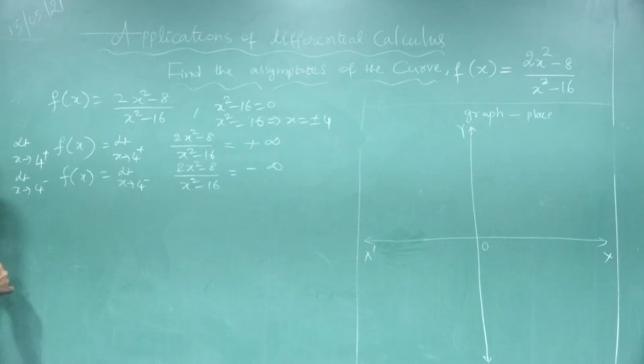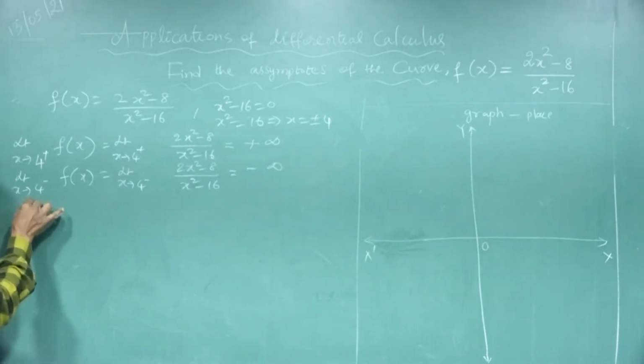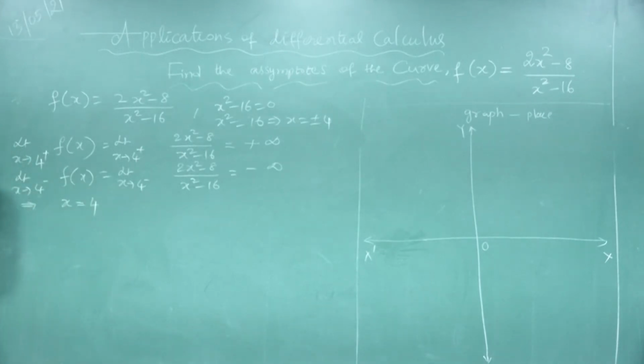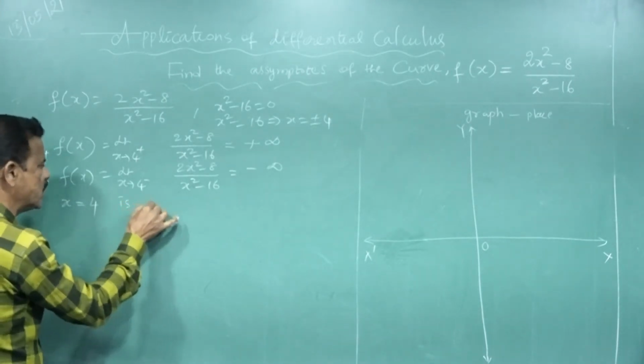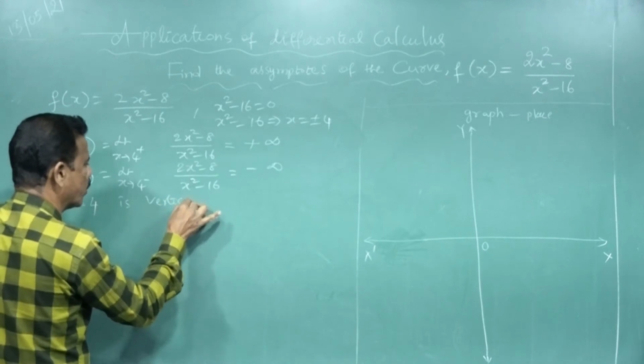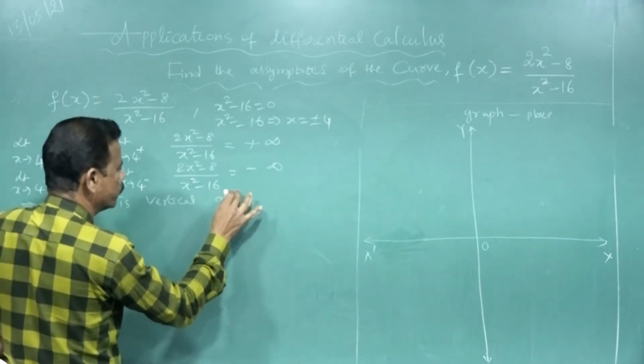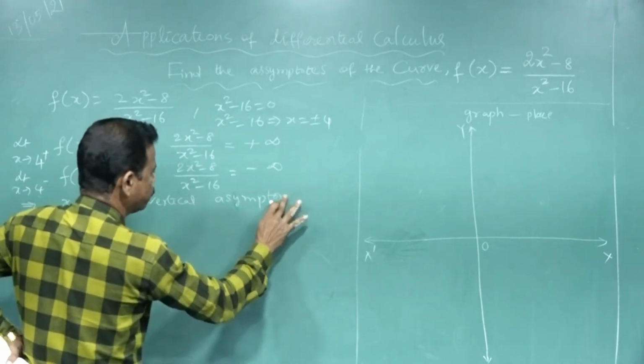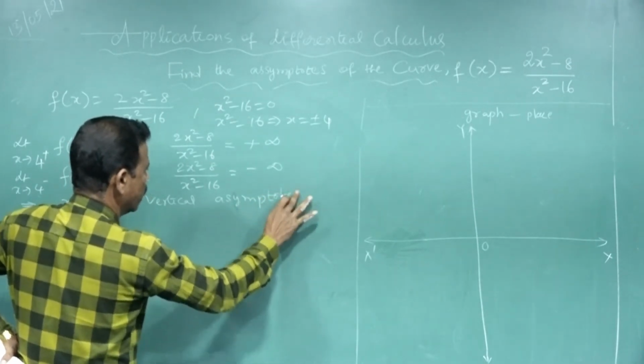Okay, so this implies x = 4 is a vertical asymptote.